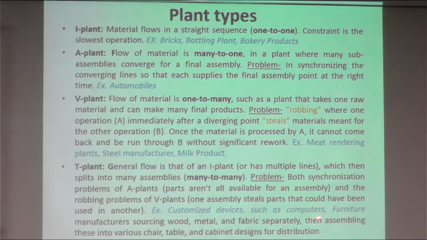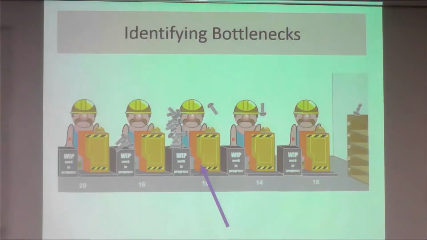Customized devices such as computers, furniture manufacturers, sourcing wood, metal, fabric. So we keep wood, metal, fabric, everything. Then you require this type of sofa, he requires that type of sofa, he requires another type of table. So from the same raw material, I'll go for different things. Assembly is in various chairs, tables, and cabinet designs for distribution. Now look here.